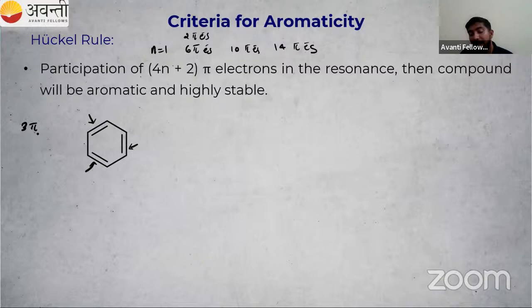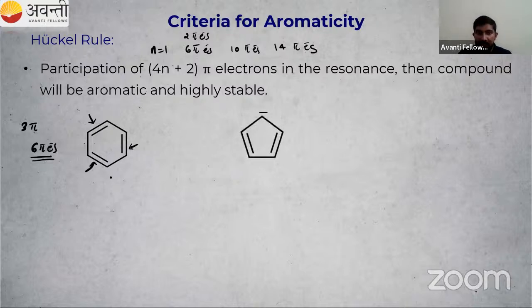How many pi electrons are present? In one pi bond, 2 electrons. So total 6 pi electrons. 6 pi electrons means it is following Huckel's rule. It is cyclic. It is planar. There is conjugation, pi sigma conjugation. So we can say this is an aromatic compound. Our benzene is aromatic in nature. If aromatic, it is highly stable.